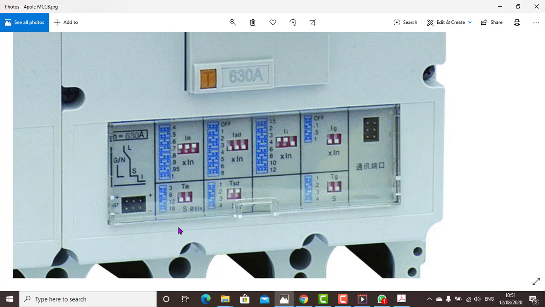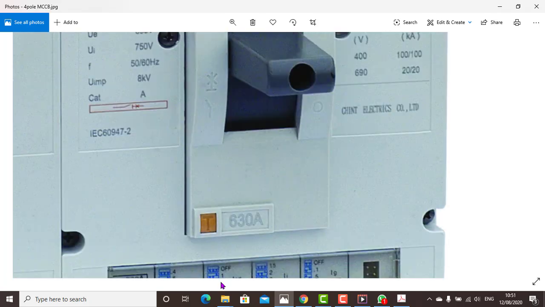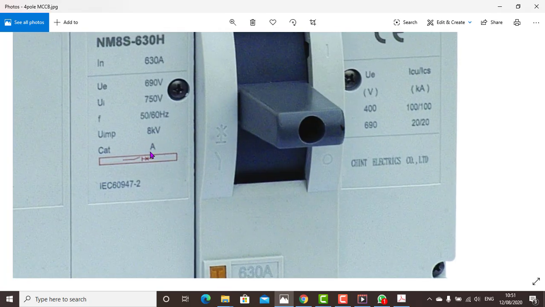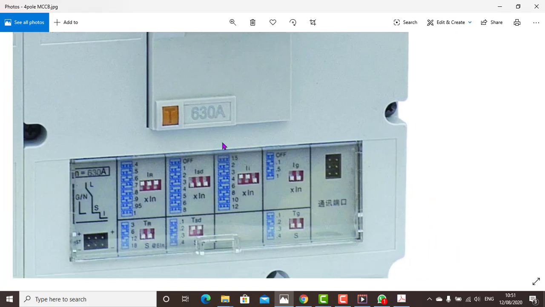This is externally added to this breaker. If it has an inbuilt timing delay, it will be Cat B. It will not be Cat A. Okay. Now I'm going back to this relay.